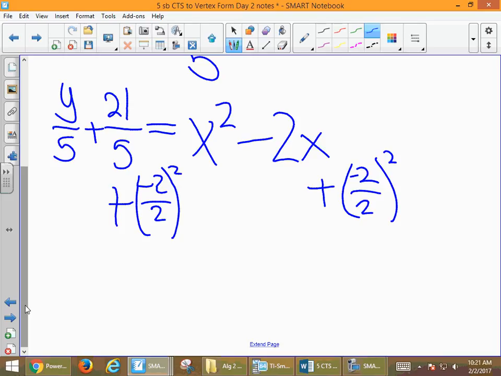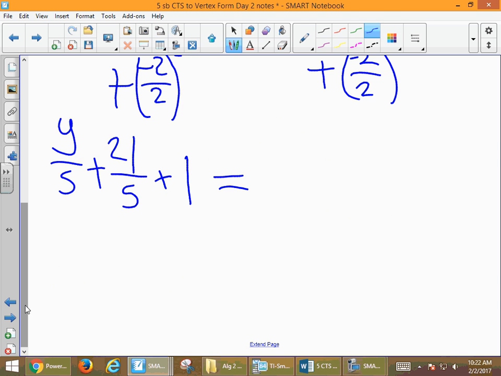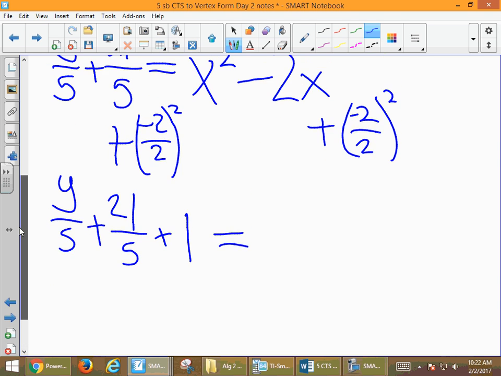So on the left side, we have y over 5 plus 21 over 5 plus, what is negative 2 divided by 2? Jordan? Negative 1, and then what is negative 1 squared? 1, because it's negative 1 times negative 1, which gives us positive 1. Extend the page a little bit.